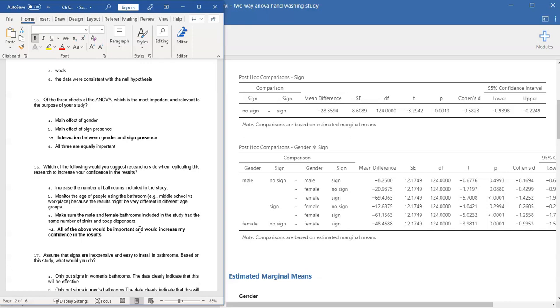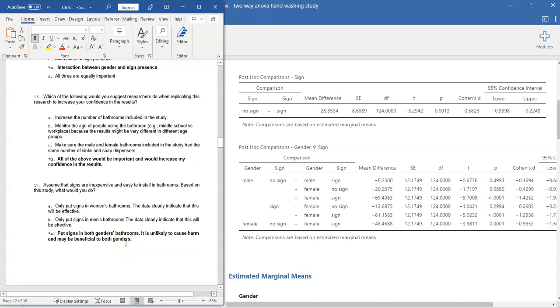If you think about the pattern of data we got, it suggested that the sign was really only effective in changing the behavior of the females. It didn't really have much of an effect on males. So the overall effect that said that people used more soap when the sign was present was kind of a misleading effect, because that didn't really happen for everyone. It really just happened for females. So again, the best description of the overall pattern is generally going to be the interaction.